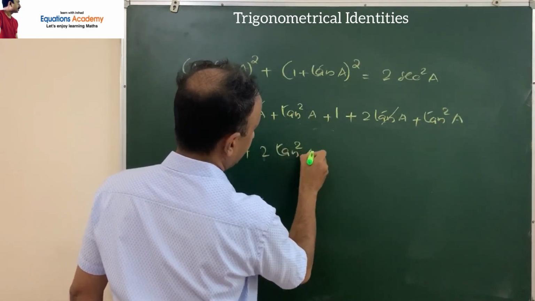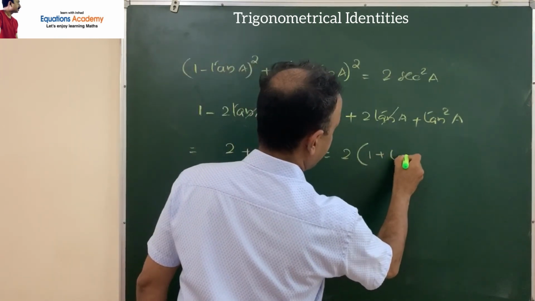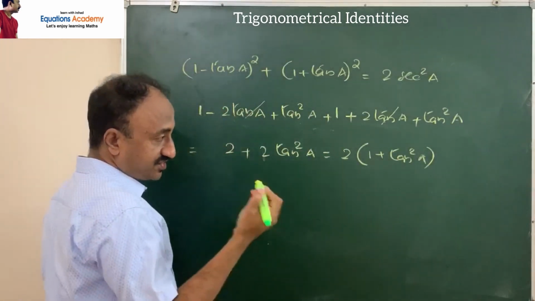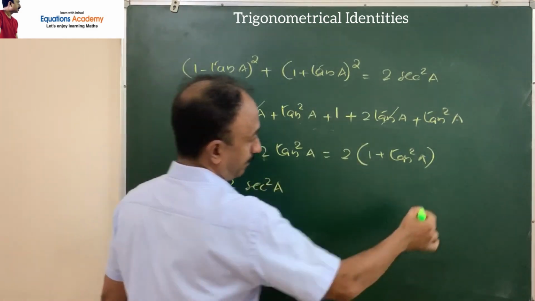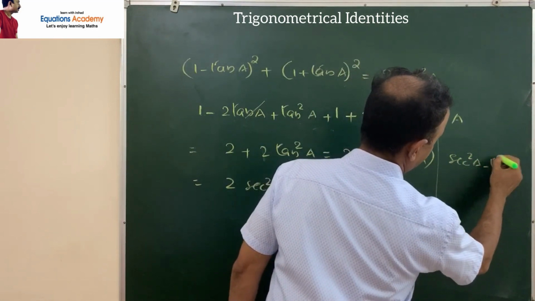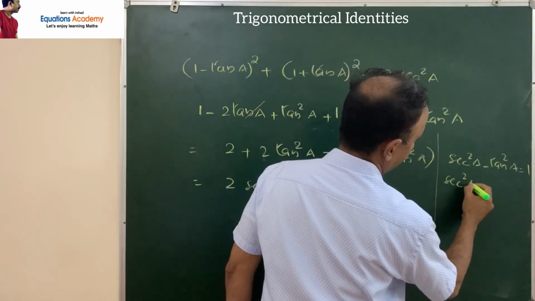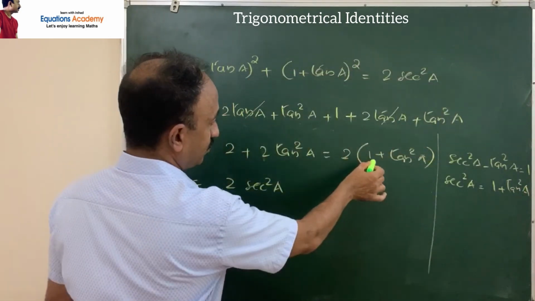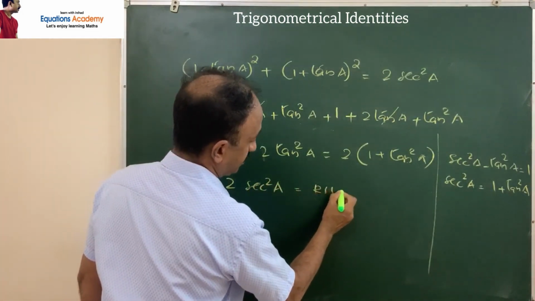2 plus 2 tan square A. Take 2 common, so 2 into 1 plus tan square A. We know that 1 plus tan square A is equal to sec square A. So it is equal to 2 sec square A. The identity is this: sec square A minus tan square A is equal to 1. So sec square A is equal to 1 plus tan square A. So 1 plus tan square A becomes sec square A, equal to 2 sec square A, equal to RHS.